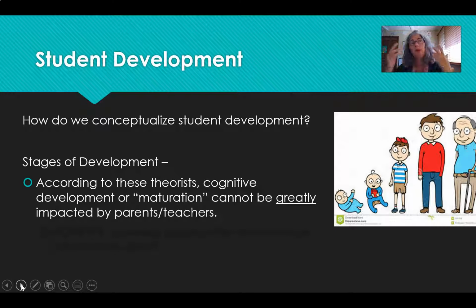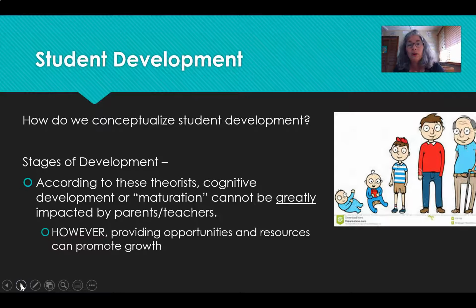All right, that is not the only way to look at student development, but when you are using a stage model, you believe in something called maturation, which is the idea that these stages are genetically and biologically pre-programmed, and they unfold almost on their own. And they cannot be significantly impacted by the environment. Now, more current researchers do believe that parents and teachers can provide enriching opportunities to help foster and promote growth through these stages, and I do greatly believe in that, but we do think that the stages themselves are somehow hardwired.